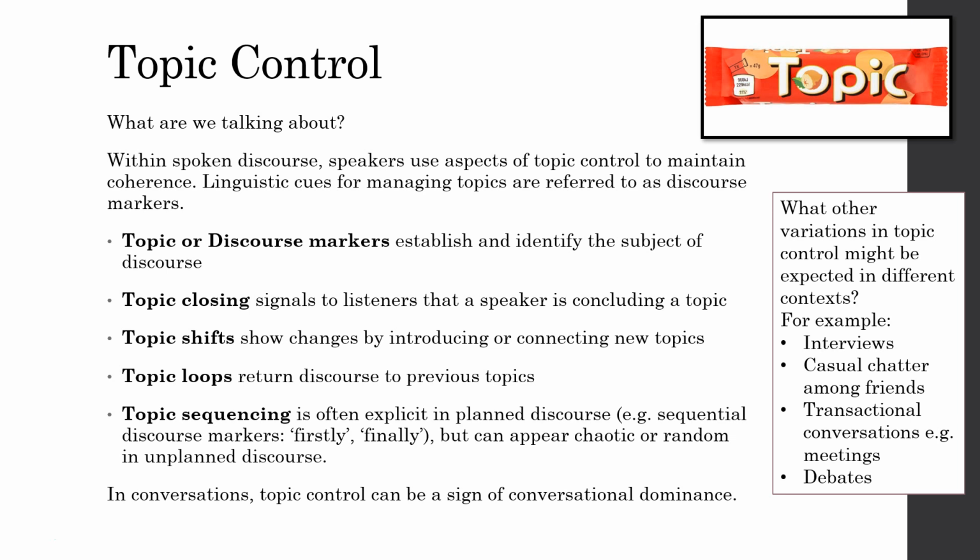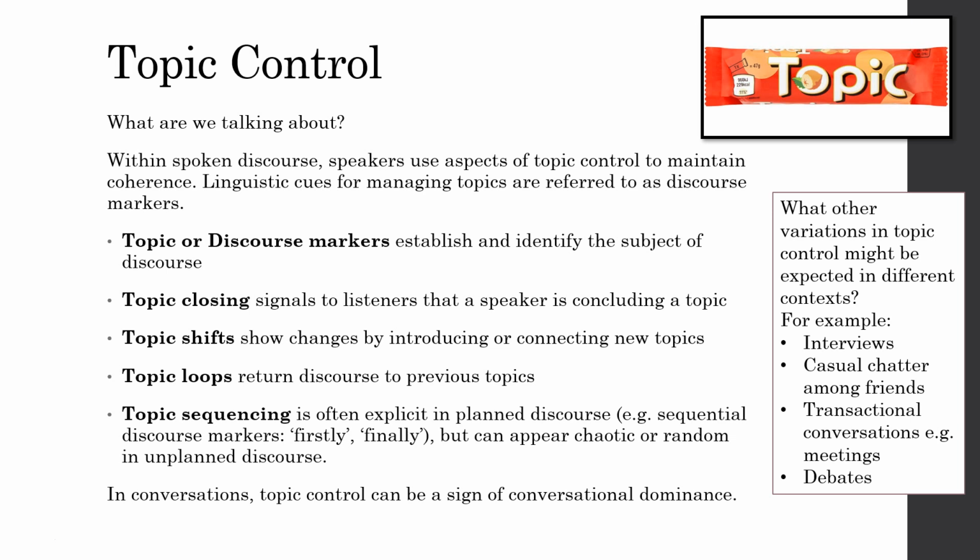Whereas if you're in a conversation with friends, your topic sequencing is much less structured, much more spontaneous, and it might appear chaotic or random, but features like loops and shifts can actually help all speakers clearly follow the flow of discourse, even if it's perhaps unpredictable or unplanned. We can say that in conversation, topic control is what we would call a sign of conversational dominance, but if you look in the box, again, we might consider contextual variables that would change the level of topic control.